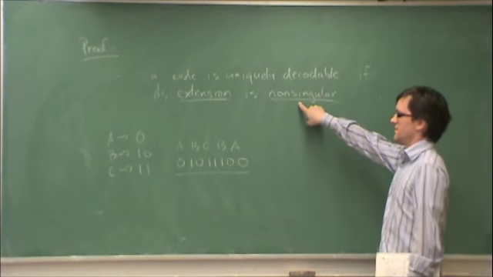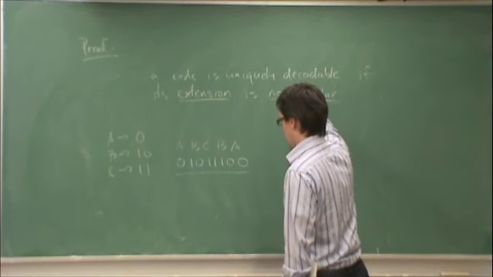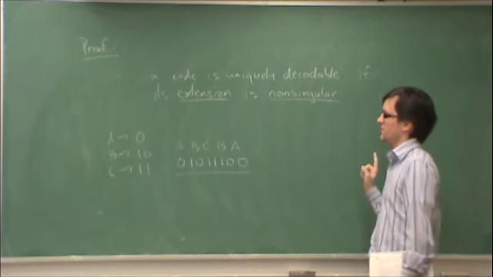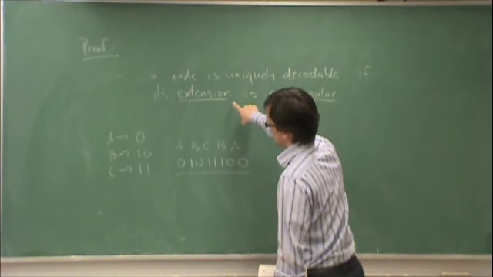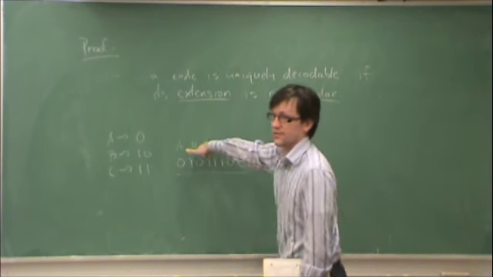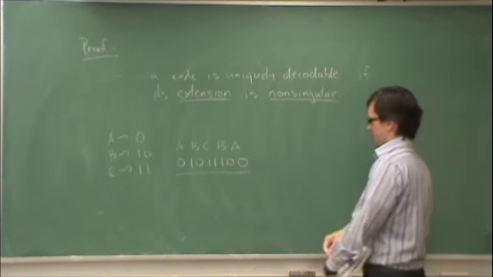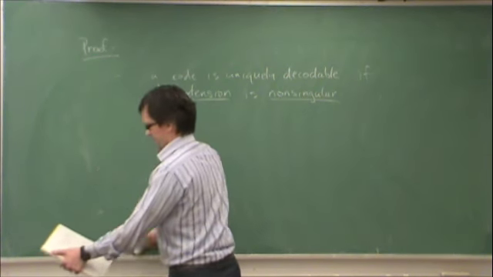A non-singular code is one for which, for any unique input, the output is unique. So the reason why it's uniquely decodable is because we deal with code extensions. If the extension is non-singular, then every input vector of source symbols leads to a unique output vector of channel symbols.